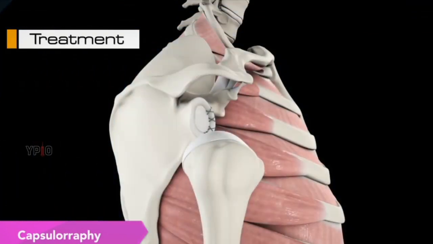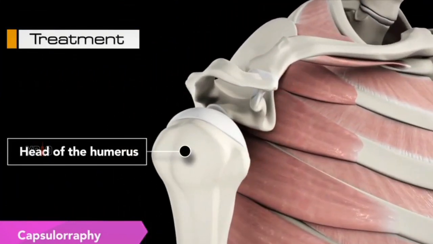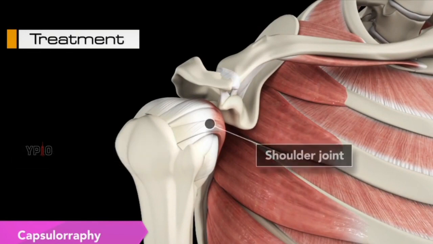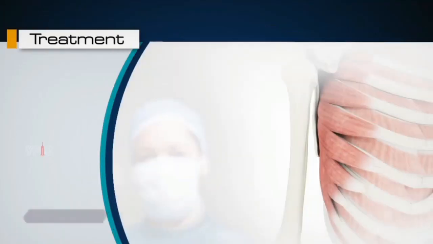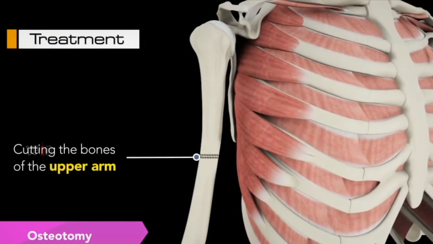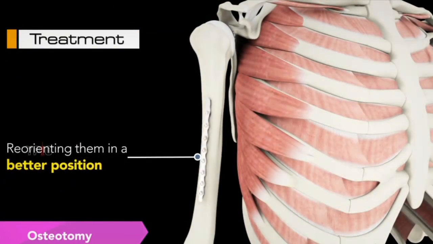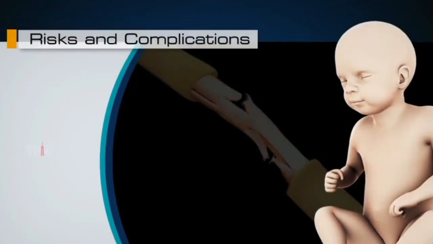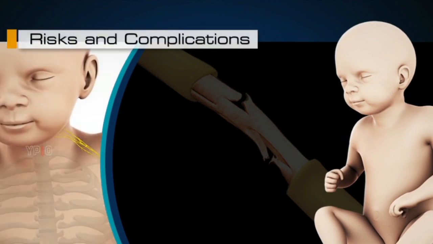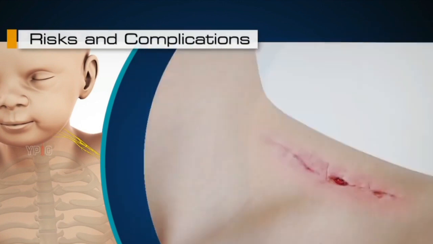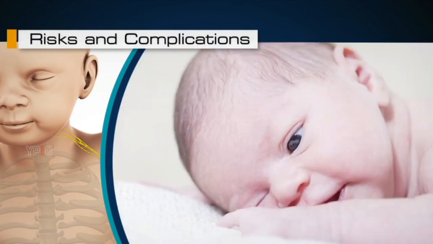Capsulorrhaphy surgery can be performed to place the head of the humerus, the bone of the upper arm, back into the shoulder joint in order to treat shoulder dislocation or joint instability caused by muscle weakness. Osteotomy involves cutting the bones of the upper arm or forearm and reorienting them in a better position. Risks and complications. As with any surgery, there can be certain risks and complications involved. Associated risks of nerve reconstruction surgery may include bleeding, infection, failure to improve.